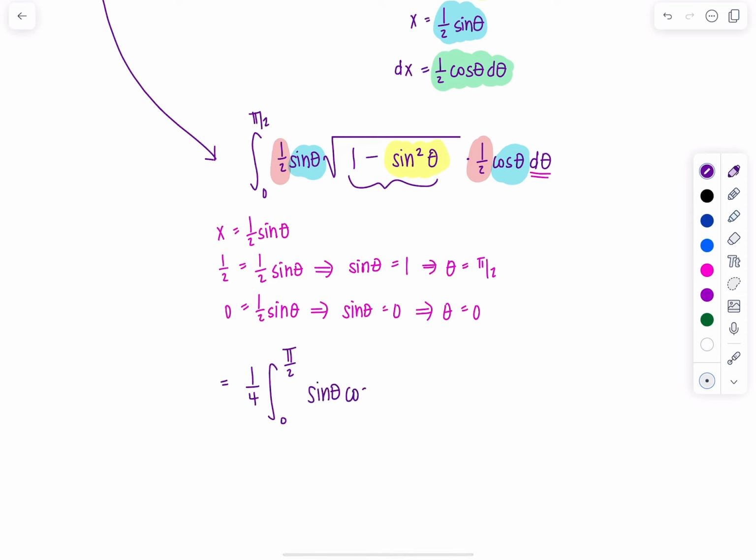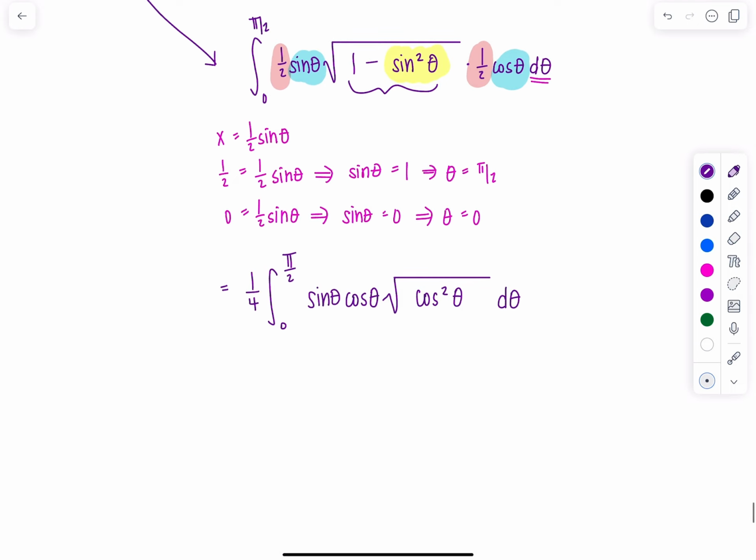Sine theta, cosine theta. Square root, instead of 1 minus sine squared theta, I'm going to replace that with cosine squared theta, and then we have d theta still. That's the whole point of doing the trig sub, right? So you can free up the expression underneath the radical. So here I have cosine theta times another cosine theta, so that's cosine squared theta.